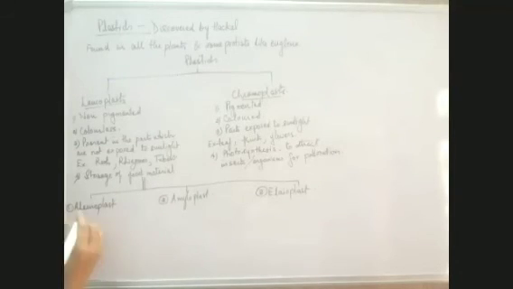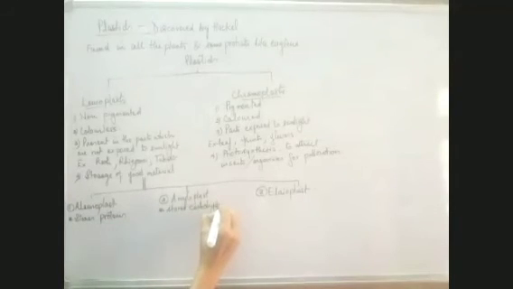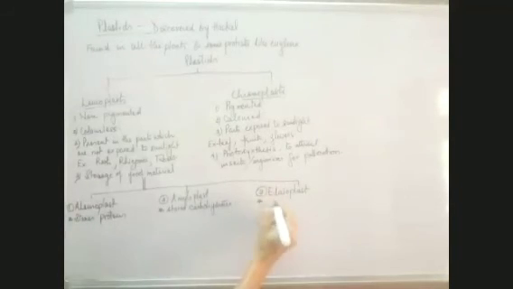Aleuroplast stores proteins. The amyloplast stores carbohydrates. And the third one, the elaioplast, stores fats. So these are the three types of leucoplasts because their function is storage of food material. The first one stores protein, the second one stores carbohydrates, and the third one stores fat.